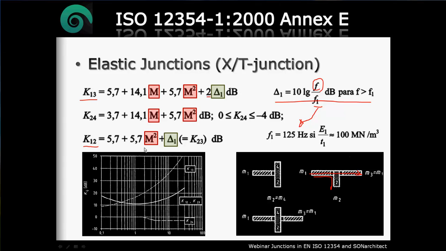This is a very interesting fact, because some researchers, like Schoenwald and Vaspan from Belgium, have presented new models that try to model different behaviors of junctions that are not covered by Appendix E, just through this approximation through delta 1 or similar quantities. So that when we find an elastic interlayer through the flanking path, then we have an increase in the vibration reduction.